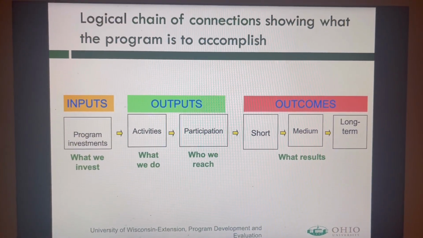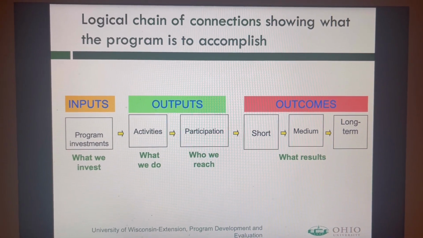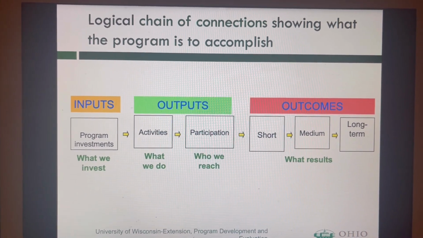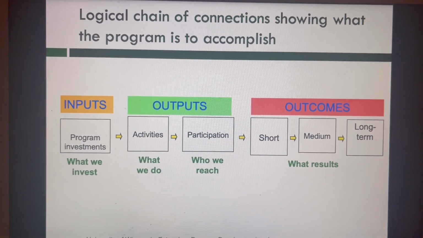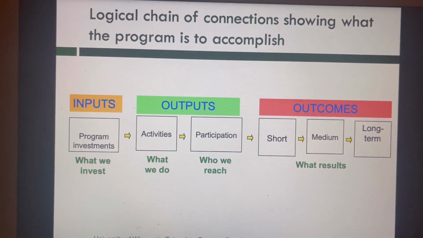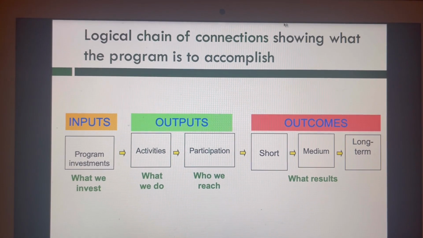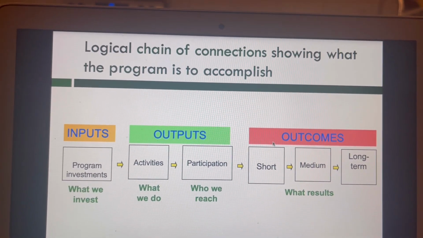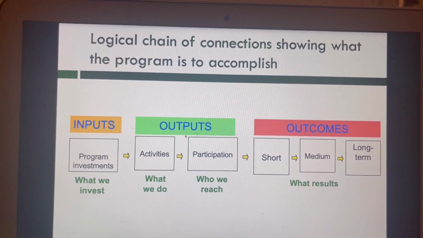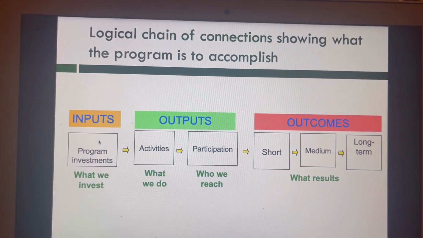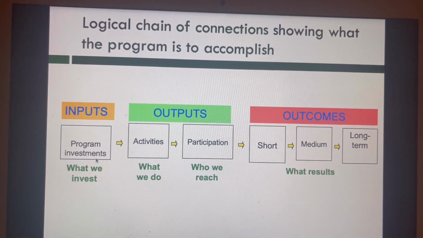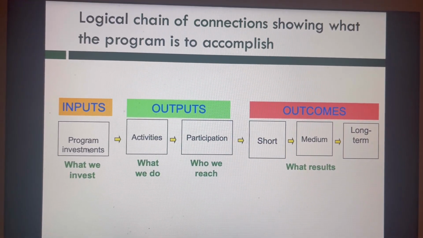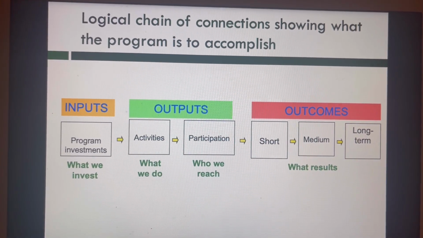This slide is showing the logic chain of connections, showing what the program is to accomplish. So for a logic model, these are the three components. Your logic model must have the input column, the output column, and your outcome column. Under your input column, this comes with program investment, meaning what we invest. So what do we put in place in order to achieve our program objectives and goals?